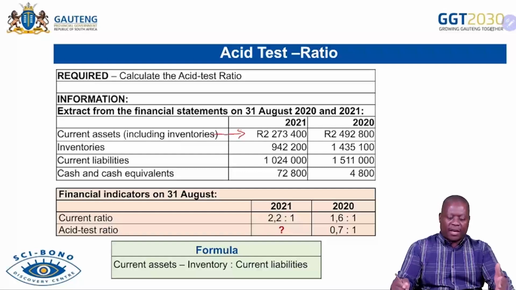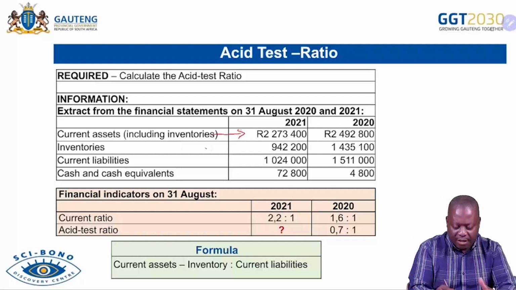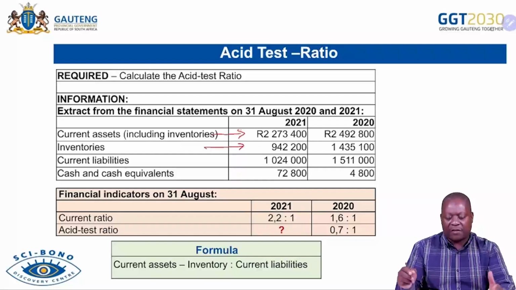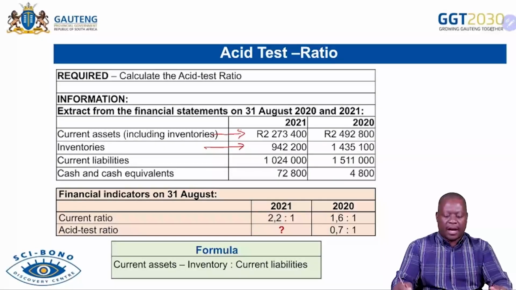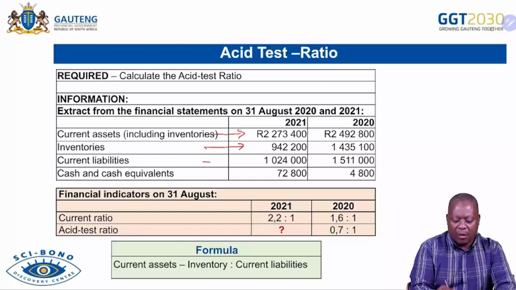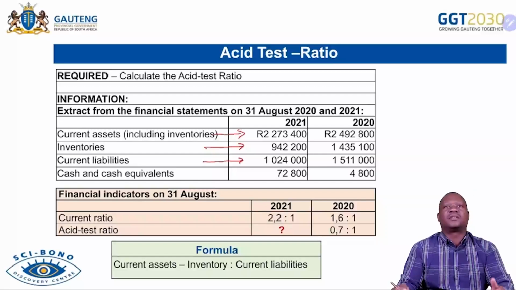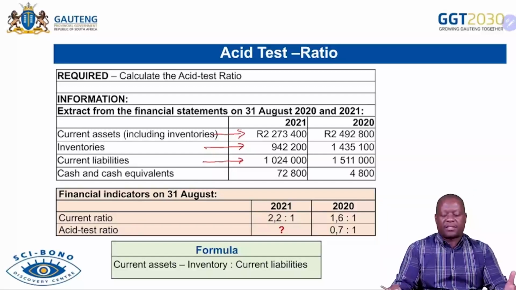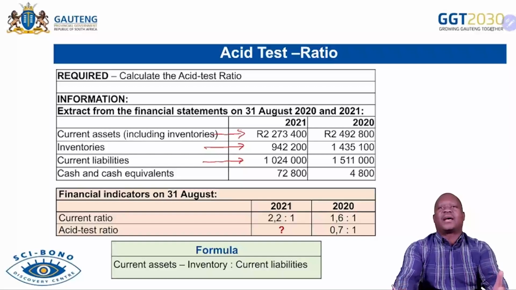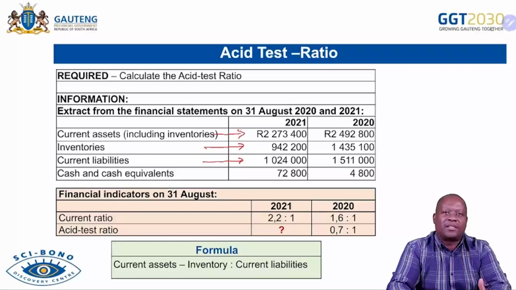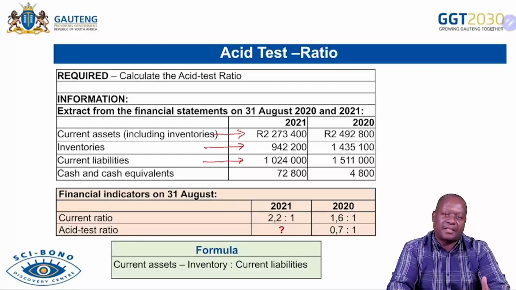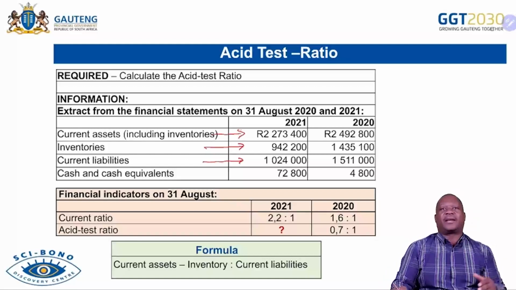What else do we need to identify? Inventories. There we are, our figure for inventories given. We also need current liabilities. Our figure for current liabilities given. Please check, all these figures are coming from our balance sheet. And I still remember you guys, you went through the balance sheet and you understand it so well. You know what to find under current assets and what to find under current liabilities.